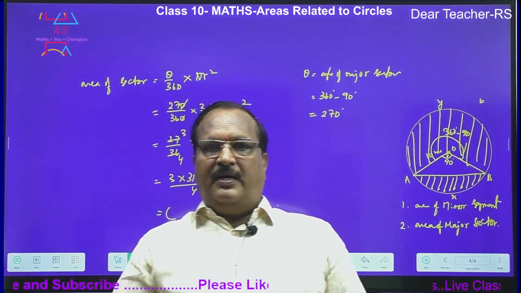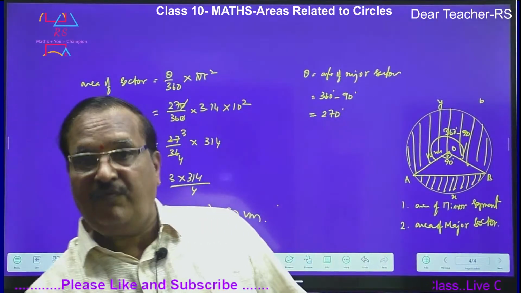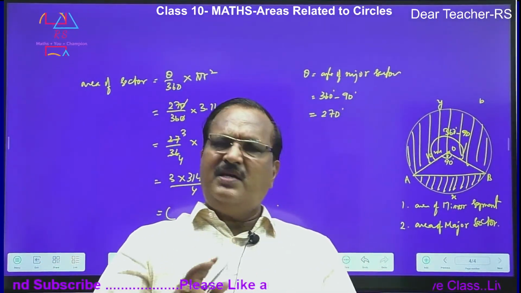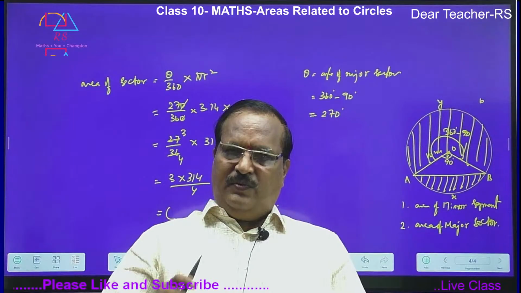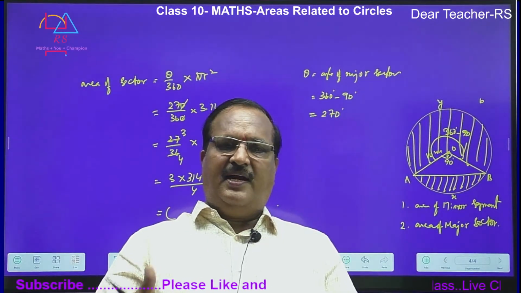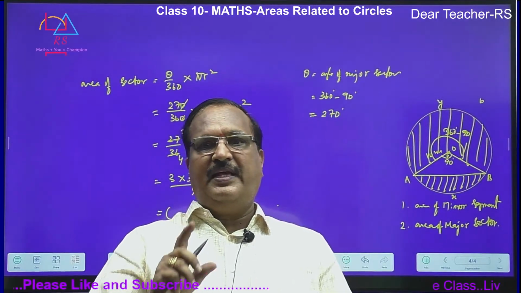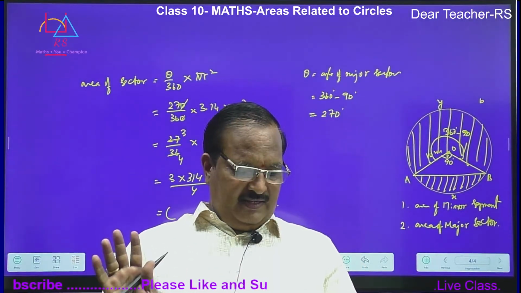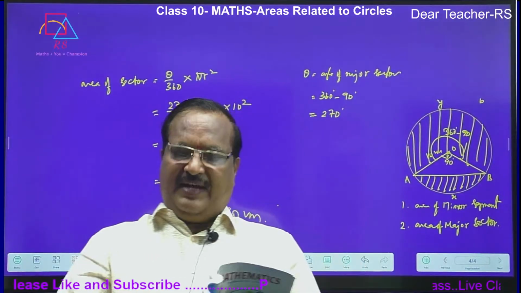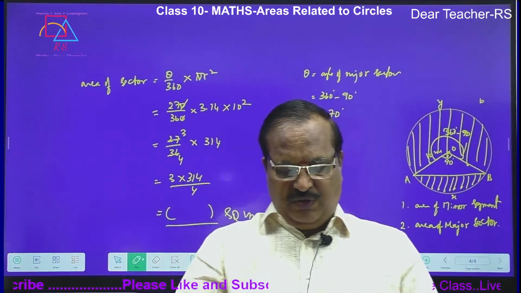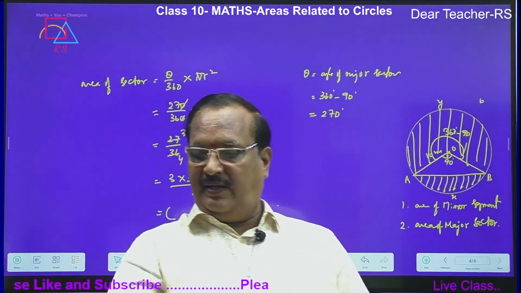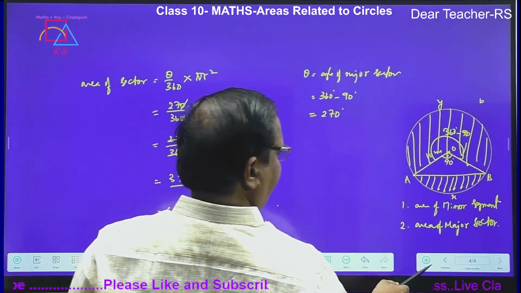So this is question number 4, okay. Now all the concepts are like this only. Questions are getting twisted and given. You have to find out the area of segment, area of the sector. If you understand, that is fine, okay. Let us go to question number 5. Question number 5.